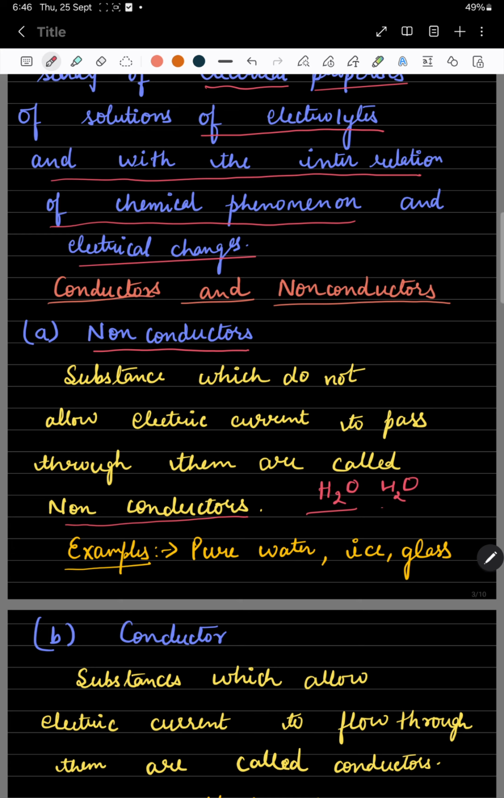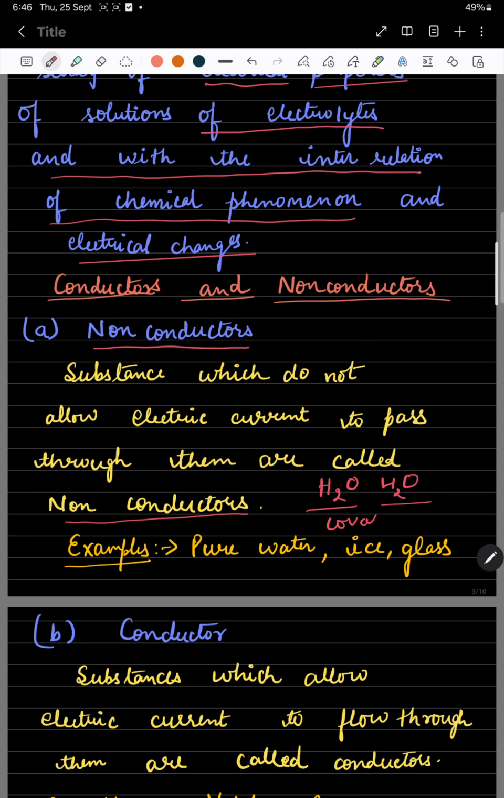In the H2O molecule, what type of bond is present here? A covalent bond is present, which is formed by sharing of electrons. So would it be easy to form ions like H plus and OH minus? No, it's not easy in pure water, if you have only H2O molecules, to form H plus and OH minus ions. If you simply pass electricity through pure water and expect it to divide into H plus and OH minus ions, it's not possible.